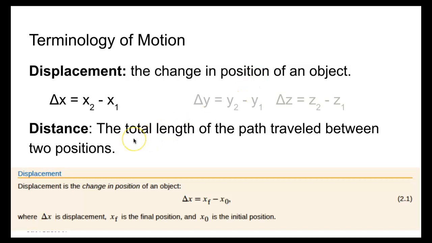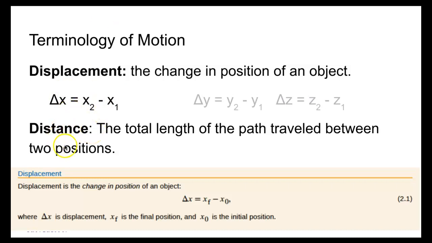The distance an object has traveled is the total length of the path traveled between two positions. This cannot be negative. This just keeps adding up. So for example, if you get up, you get in your car, and you drive around the block, your total displacement at the end is, here's where you are back at your house, here's where you started at your house, your displacement is 0. Your distance obviously wouldn't be because it has added up.